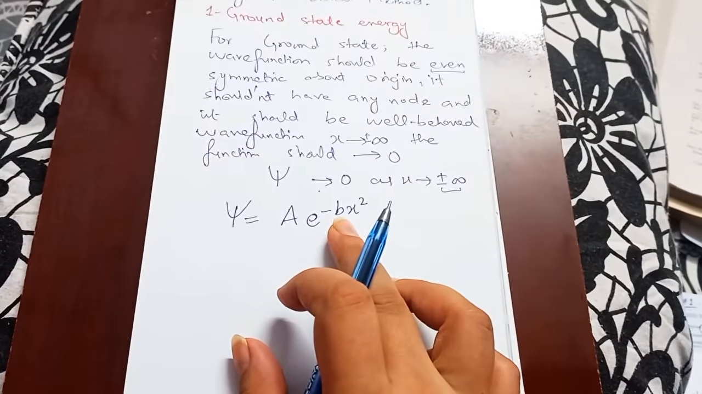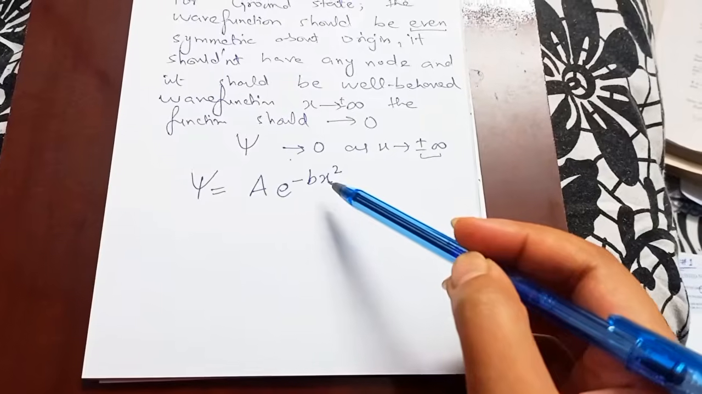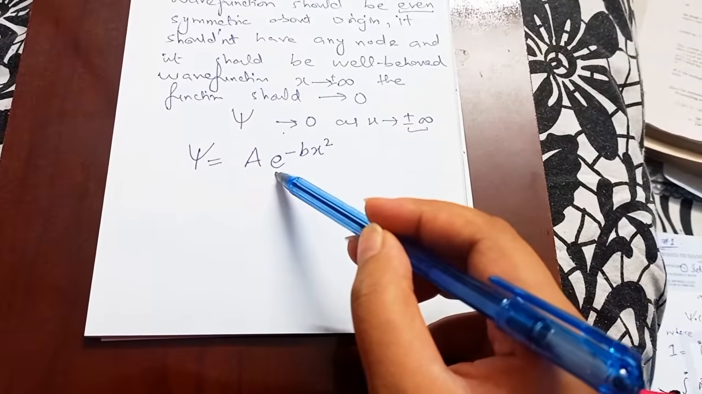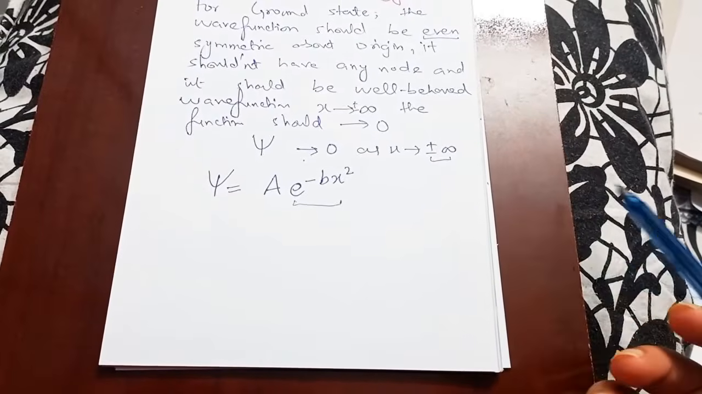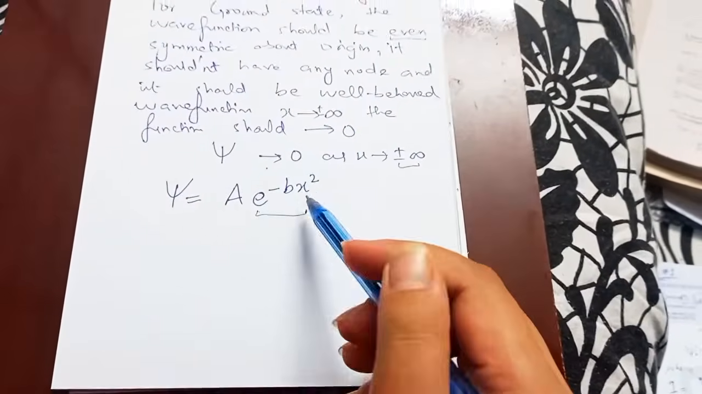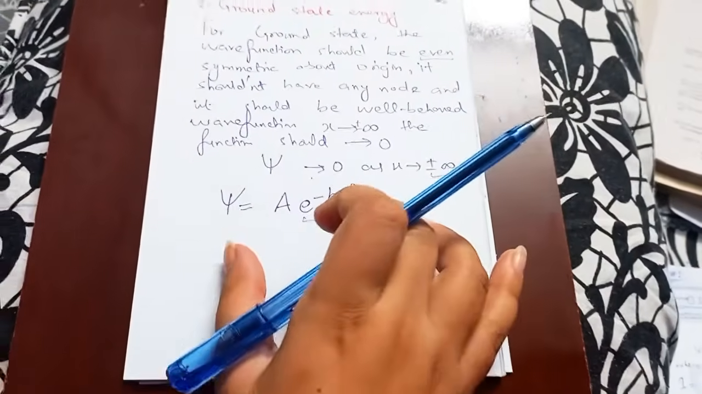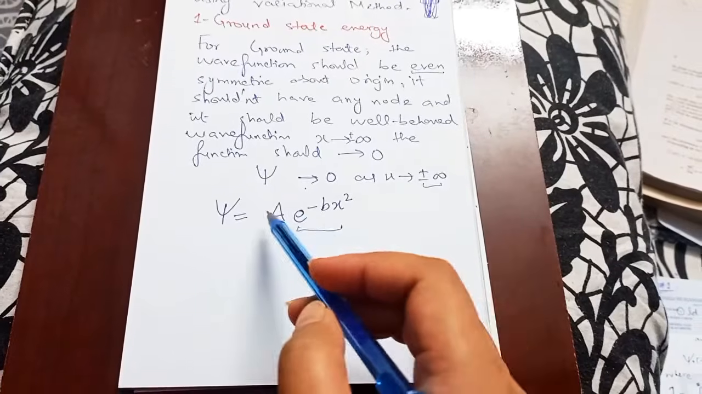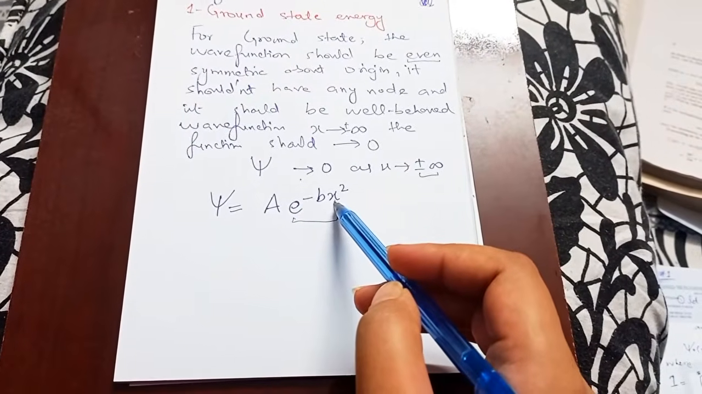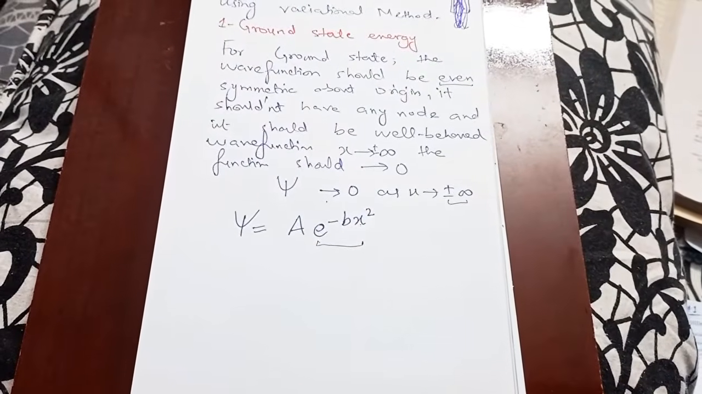I'm using b here. If you already know the solutions of the harmonic oscillator, you can see that this function is a crucial part of the harmonic oscillator solution, and that's why we are using it here. Let's see if this wave function satisfies these conditions or not. You can see it's an even function, because if you put plus x or minus x here, it will remain the same. The function will remain the same in both cases.